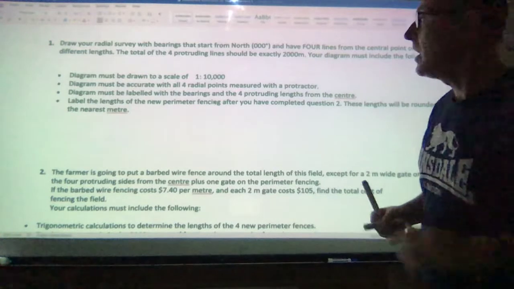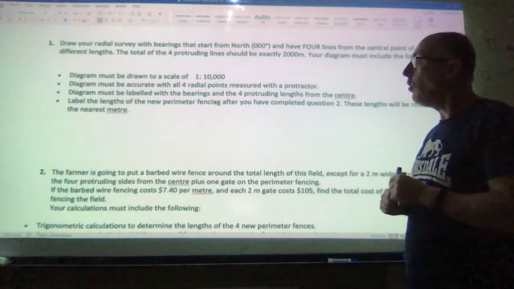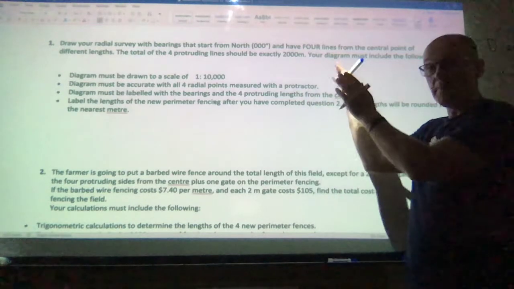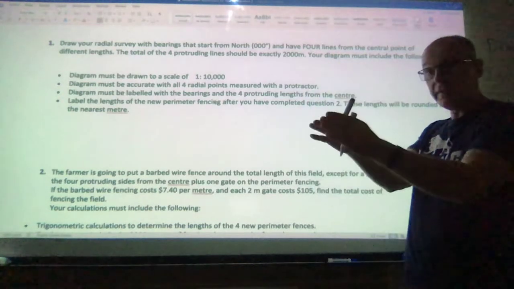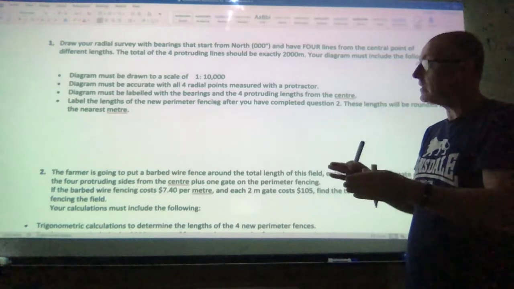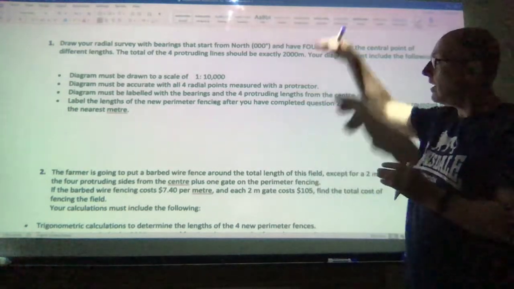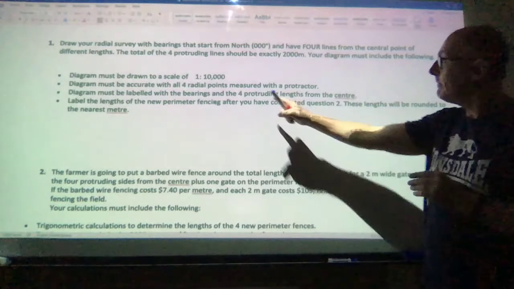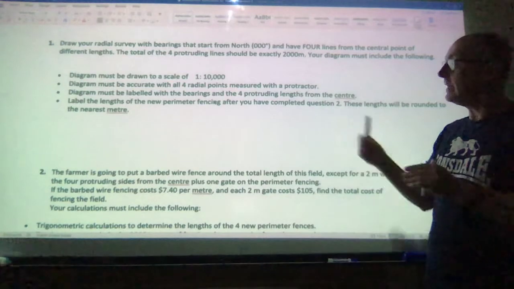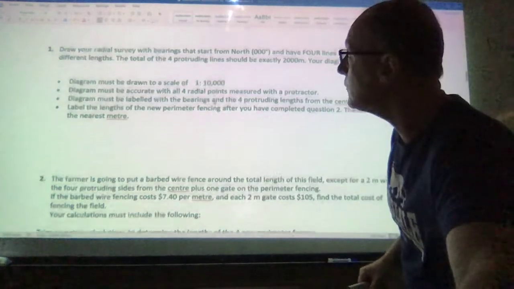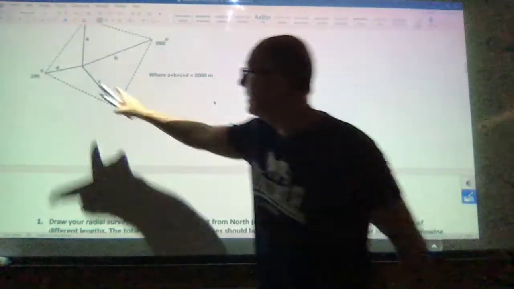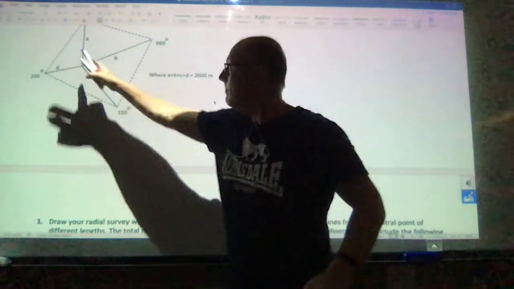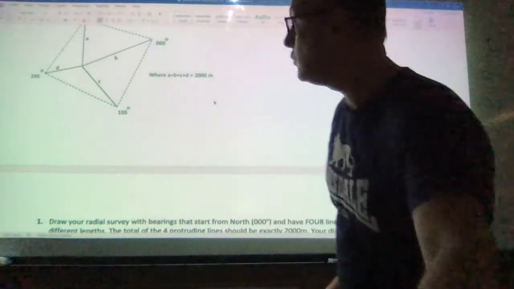Secondly, diagram must be accurate with all 4 radial points measured with a protractor. So in the diagram above, that had 4 radial points and they were measured with a protractor. It should look a little bit like the diagram above. The diagram must be labelled with the bearings and the 4 protruding lengths from the centre. So there, if I just scroll back up, the protruding lengths are referred to the bold lines here. That's 1 protruding length, 2, 3, 4. Remember, these need to add up to 2,000.